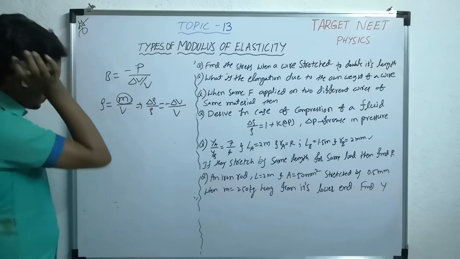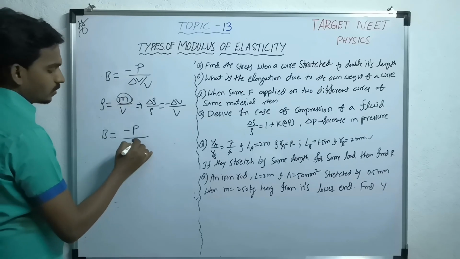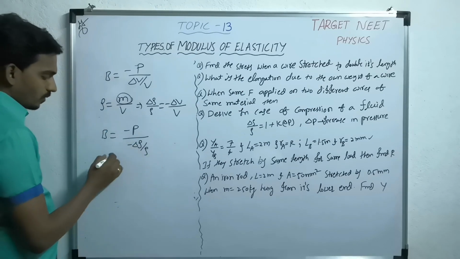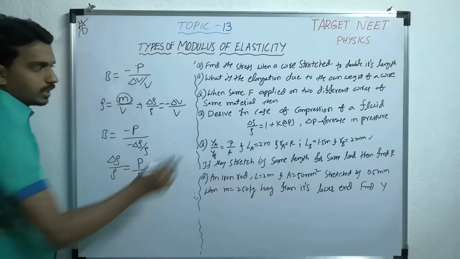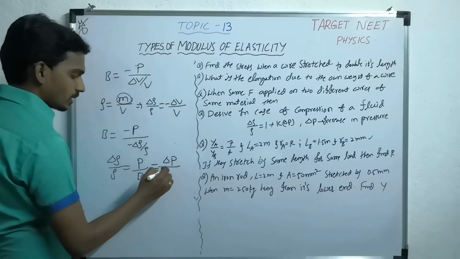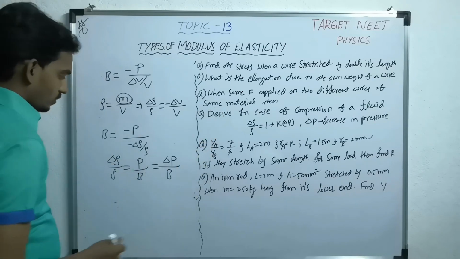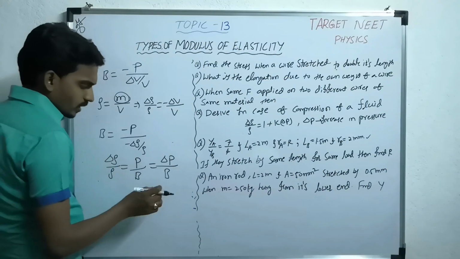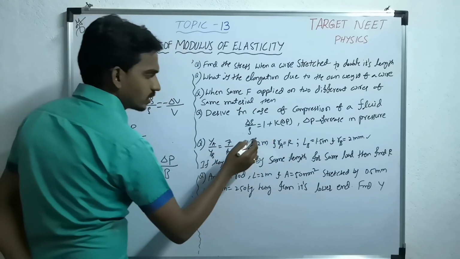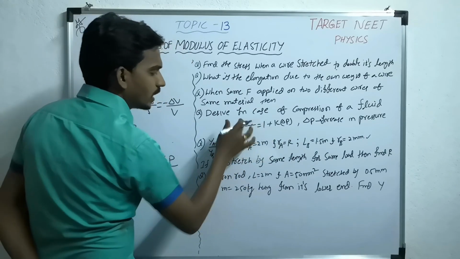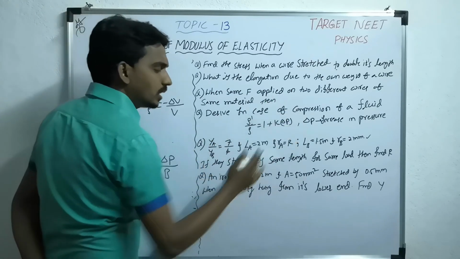Now here B equals minus P by delta V by V, and delta V by V is what? Minus delta rho by rho. So if you take this side, delta rho by rho equals P by B. But here delta P they have taken, so change in pressure you take as delta P by B. Oh sorry, here it should not be delta rho, it should be rho dash. What is rho dash? Final density after compression.